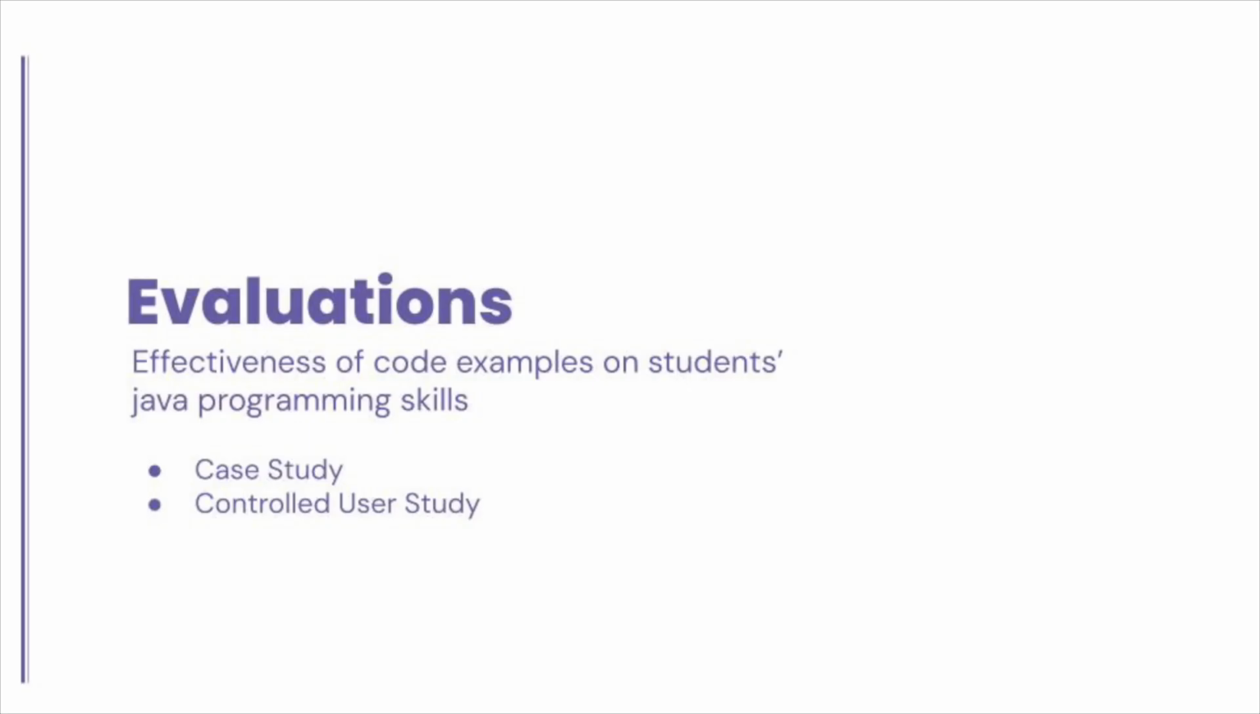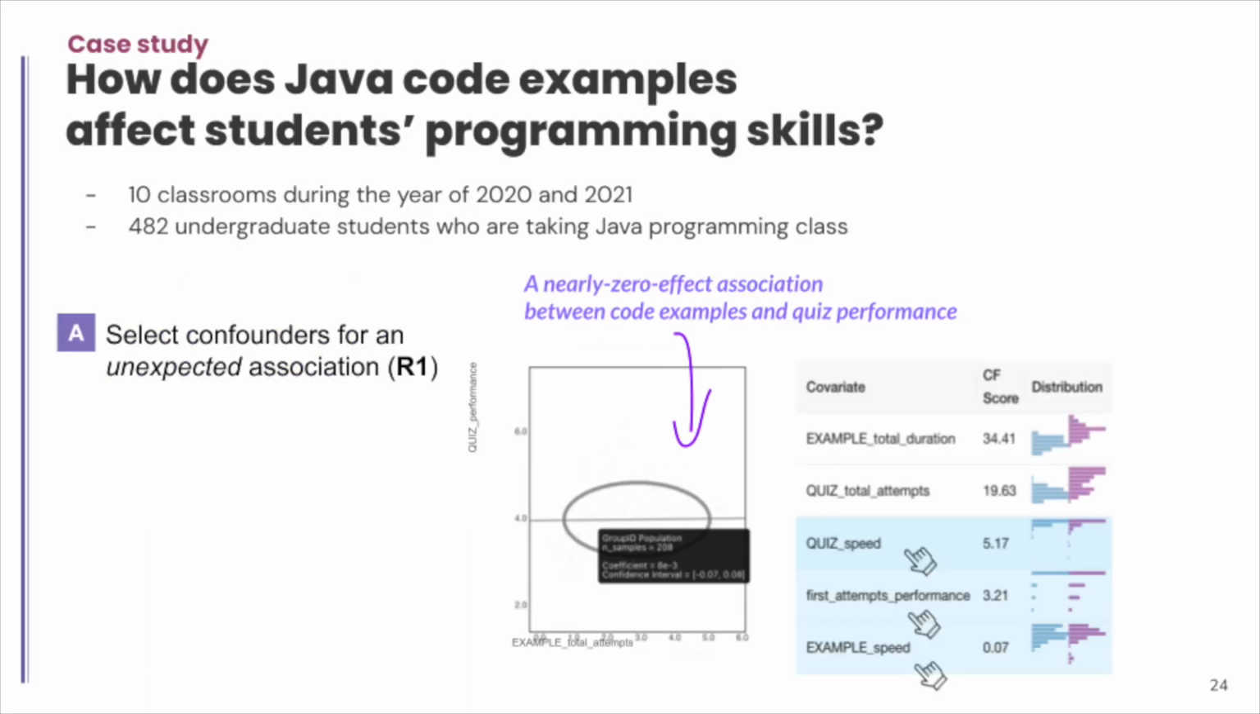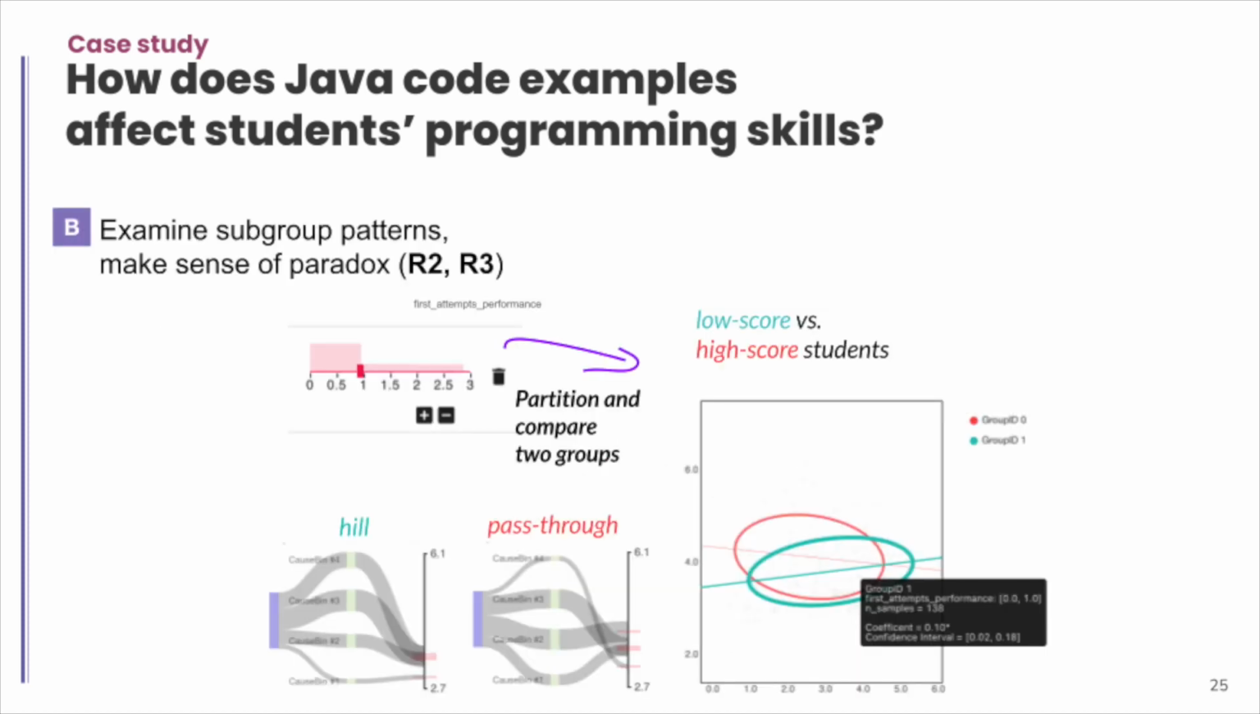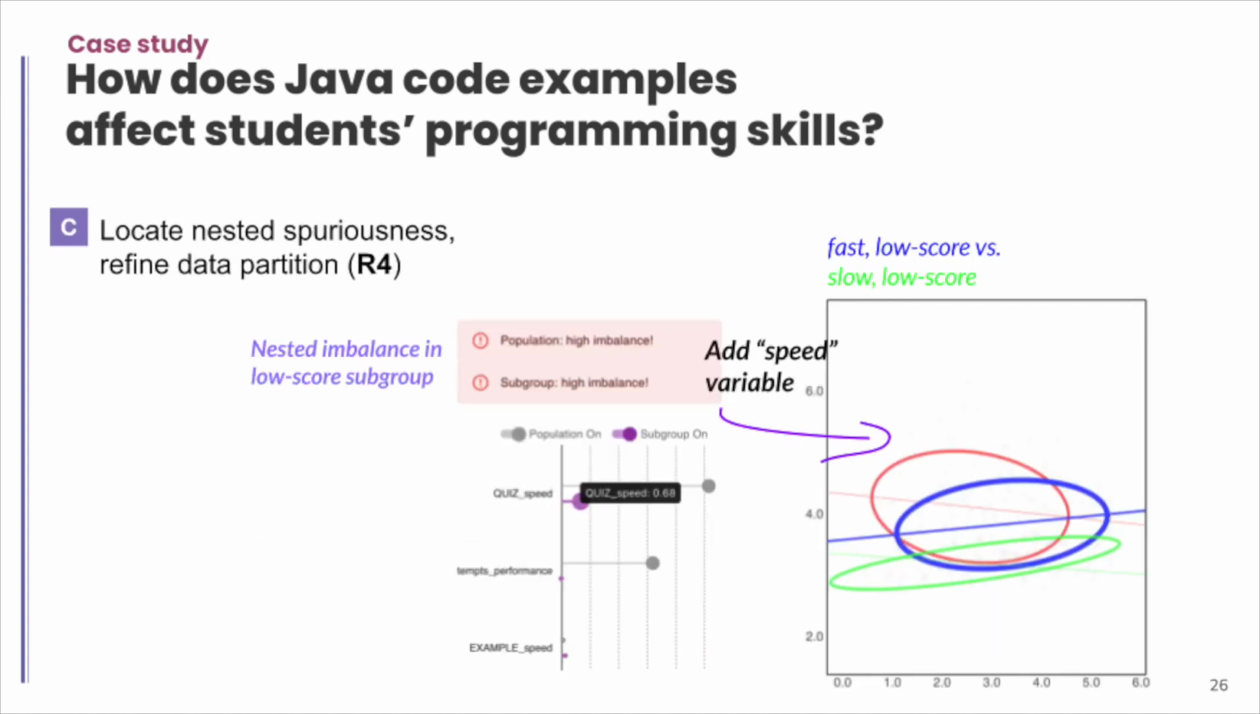To evaluate our study, we take a real-world scenario, the effectiveness of Java code examples in the university class, and conducted case study and user experiment. In the usage scenario, code examples seemingly have nearly zero effect, but it turned out students' performance prior to the class is a confounder. When breaking down students into low score and high score students, code examples actually helps improve the performance of students with low score. And our tool helped further find out that quiz speed was a nested confounder of low score students.